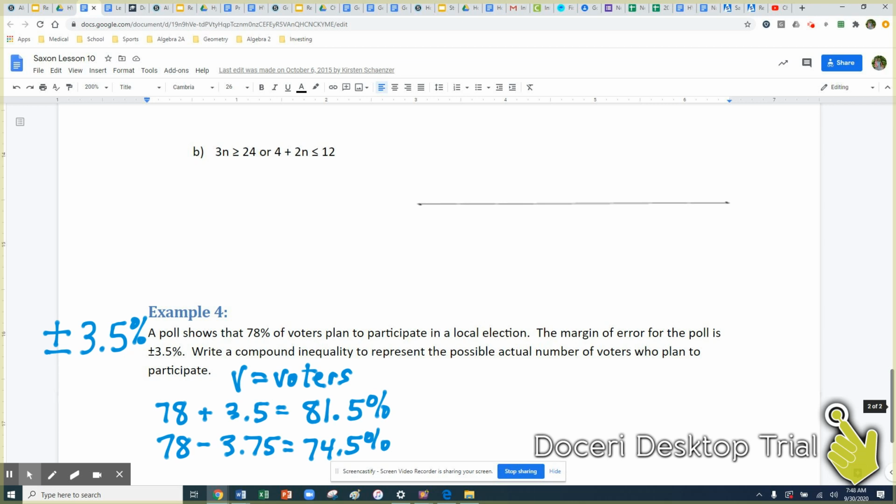Now we can write that as a compound inequality. We can say 74.5, I'm not going to put the percent sign, is less than or equal to V is less than or equal to 81.5. And there would be our compound inequality. So our voters are going to be somewhere between 74.5% and 81.5%.